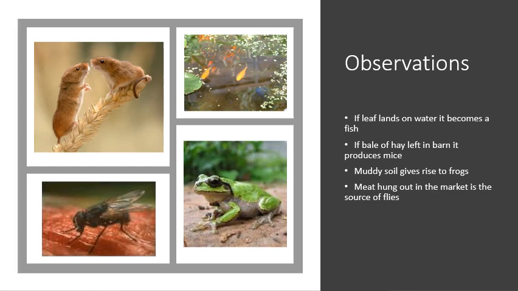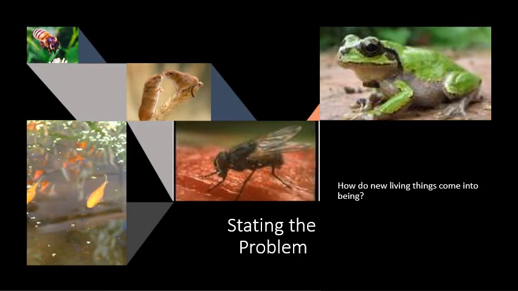And what they also noticed was meat turns into maggots. Meat hung in a market turns into maggots, which turn into flies. This was the world Redi was born into. Redi wanted to critically examine this idea of non-living matter becoming living matter, spontaneous generation of life. So he looked more closely at it.